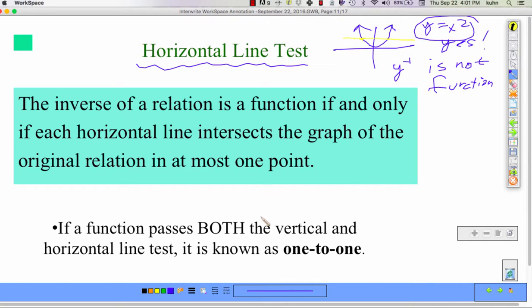So what's an example of one that passes both the horizontal line test and the vertical line test? Well, think about y equals x cubed. Y equals x cubed goes like this. I run a vertical line, I pass, I'm good to go. I run a horizontal line, I'm good to go. And we call that 1 to 1. It's 1 to 1 because every x goes to a unique y, every y goes backwards to a unique x.